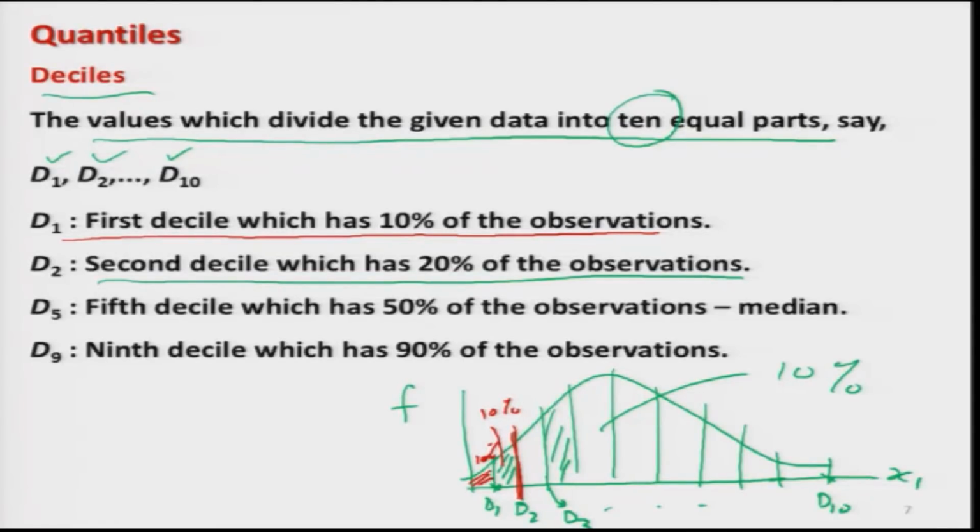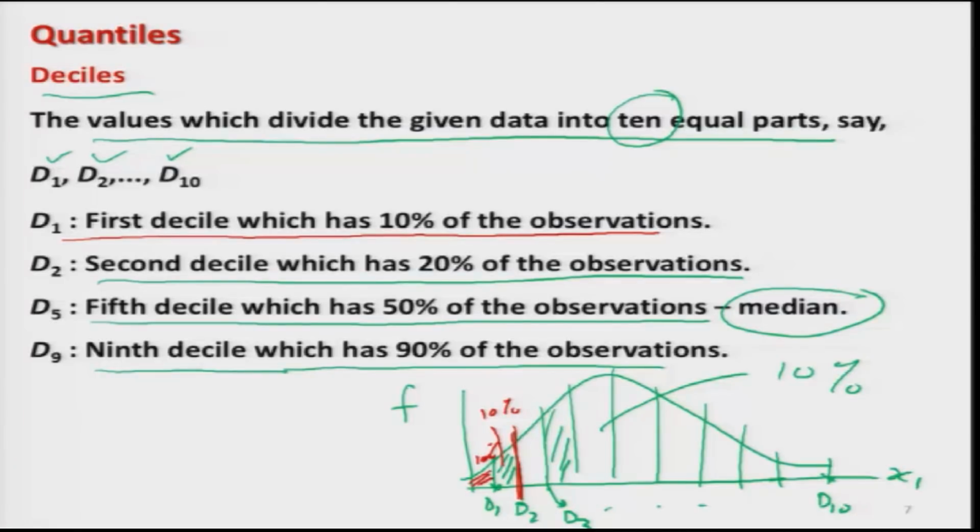And similarly, if you go for third, fourth and so on, the third decile will take care of 30% of the values, the fourth will take care of 40% of the values, the fifth will take care of 50% of the observations, and that is going to be the same as the median. And similarly, the ninth decile will take care of 90% of the observations. So, when we divide the total frequency into 10 equal parts, we call the quantiles deciles.